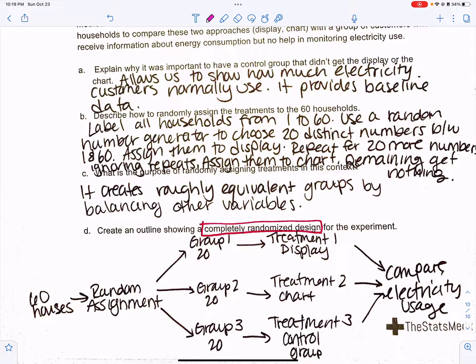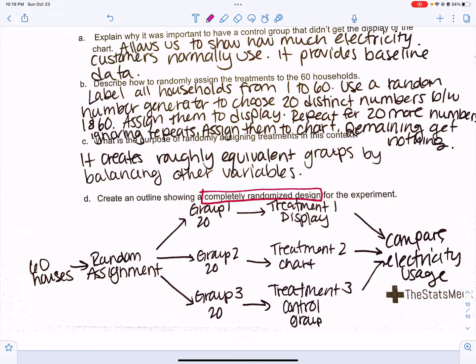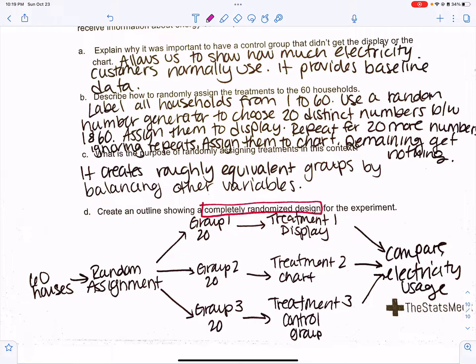Letter C. What is the purpose of randomly assigning treatments? It creates roughly equivalent groups and balances other variables. So the last thing is to create an outline of a completely randomized design. And here you go, you have random assignment. You can write the word randomization kind of like I did right here if you'd like. You don't have to write it here. You can just put it right in here, or you can put it in front of it, whichever you'd prefer. But you've got 60 houses and you've got a random assignment, and 20 are going to each group. And then treatment 1, you're going to display. Treatment 2 is going to be the chart, and treatment 3 is the control group. And you're going to compare the electricity usage.